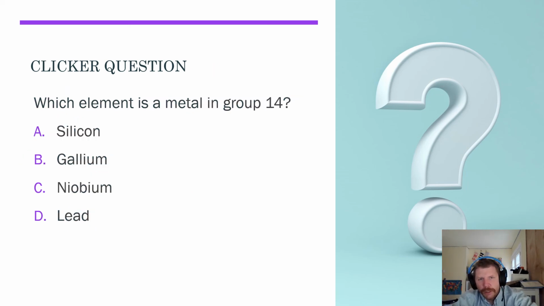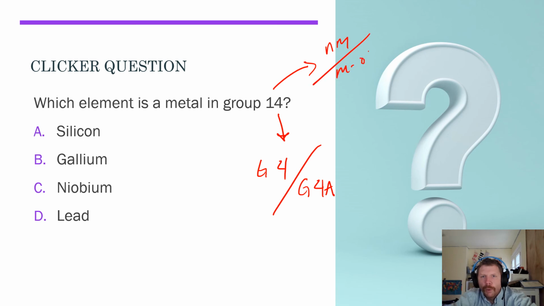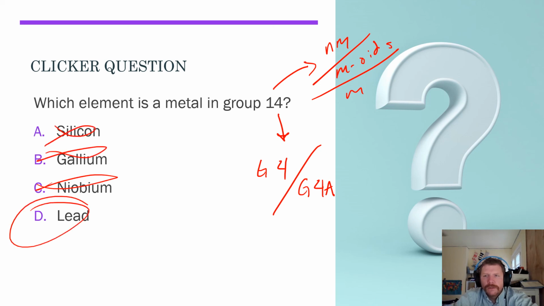Which element is a metal in group 14? Now, group 14, it's almost like I misled you. This would be the same as group 4, or group 4A. And this particular group is kind of tricky because this includes nonmetals. I'm going to write NM, metalloids, and metals. Within this group you've got carbon as your nonmetal, silicon and germanium as your metalloids, tin and lead as your metals. And well, only lead is found on our list here.